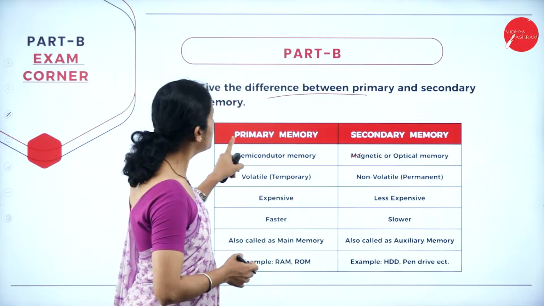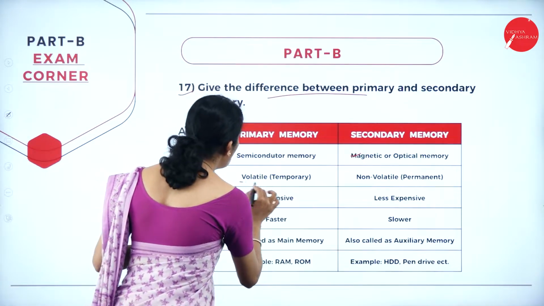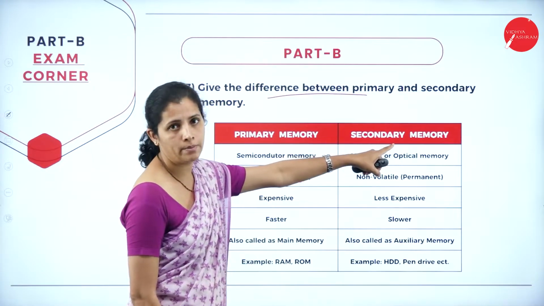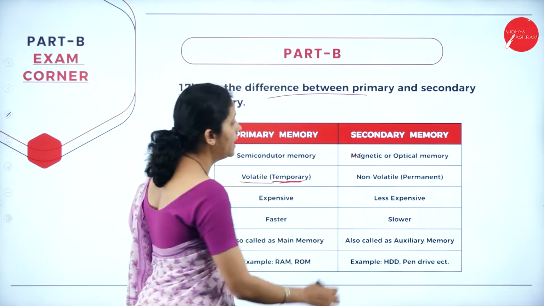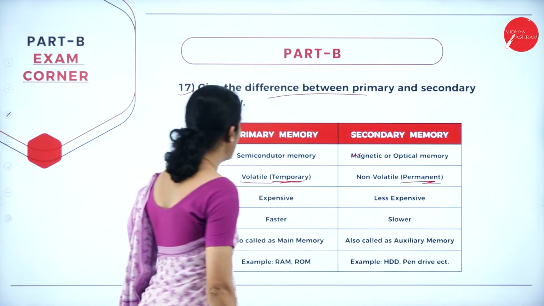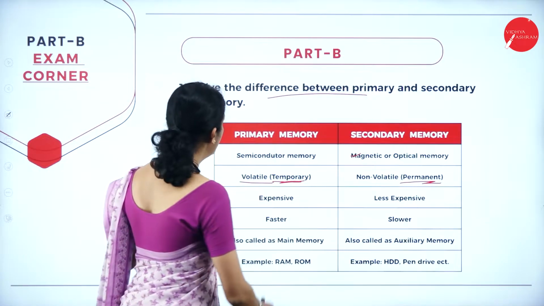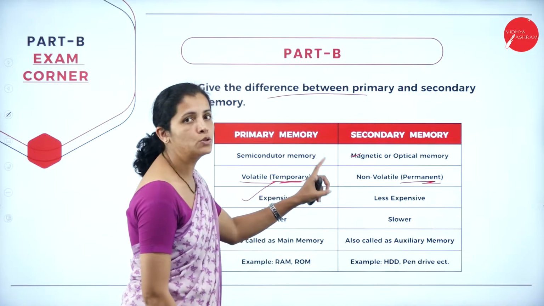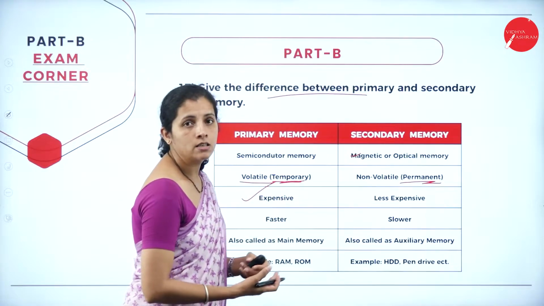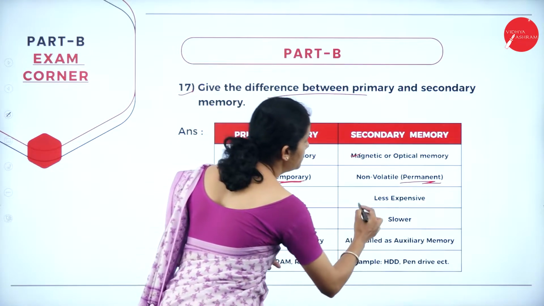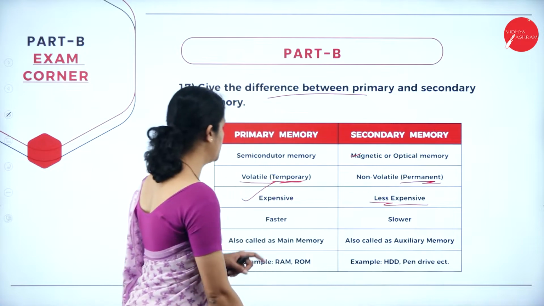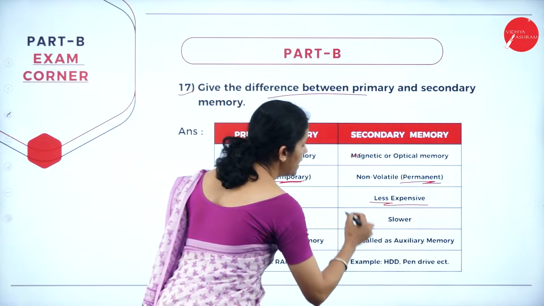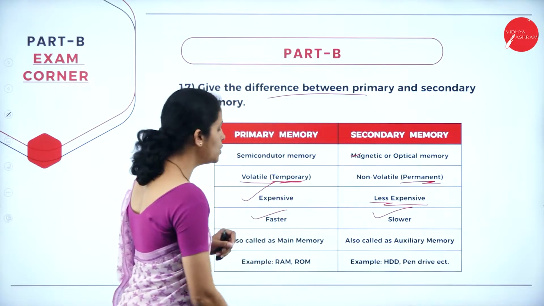Now, if I consider primary memory, it is volatile, that is called temporary memory. And if I consider secondary memory, it is non-volatile and it is called permanent. Primary memory is expensive. And secondary memory, that means to buy hard disk, floppy disk or magnetic tape, is less expensive. Now, the execution of primary memory is faster, the execution of secondary memory is slower.